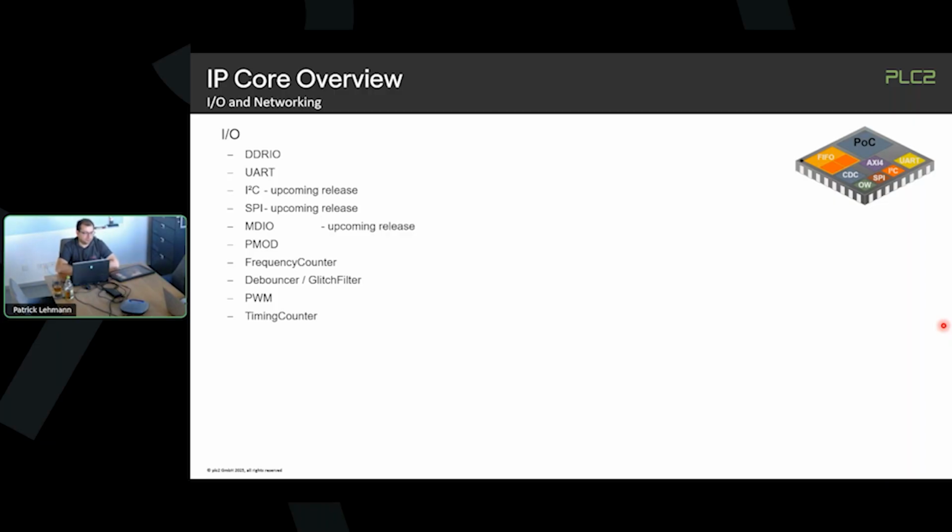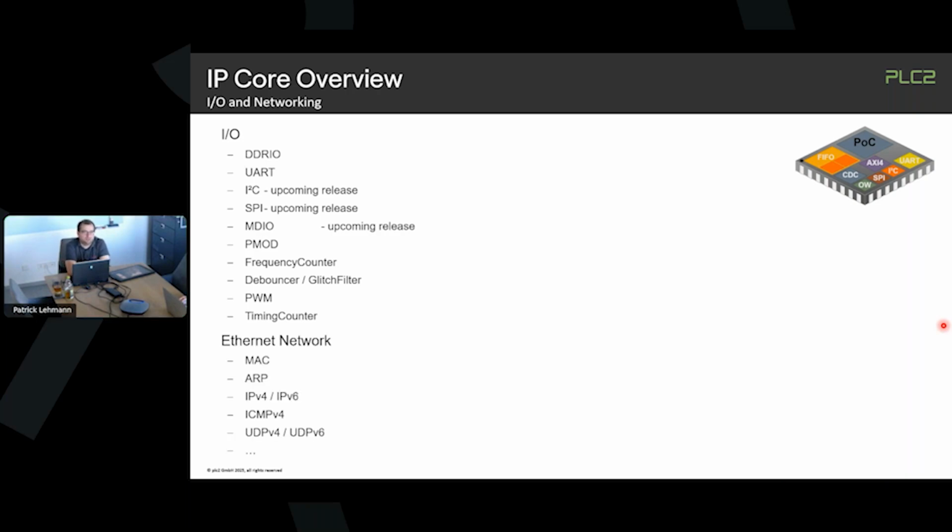There are certain modules available for PMODs. These are extension modules from Digilent, a frequency counter, debouncer, glitch filters, PWM generators, and timing counters. Timing counter is some kind of optimized implementation when it comes to, let's say, waveforms you need to generate. So we have an optimized implementation.